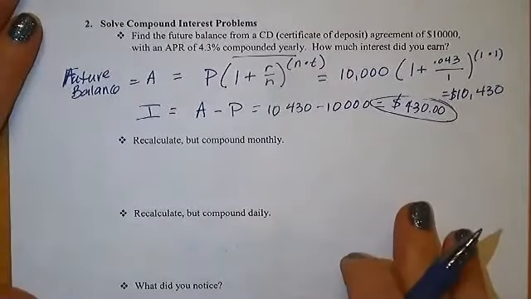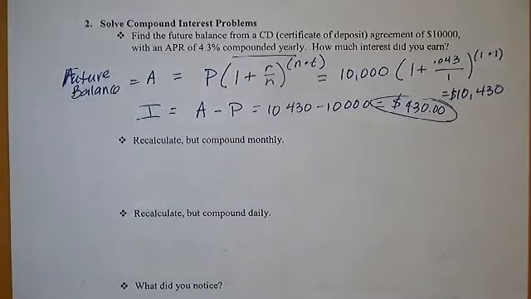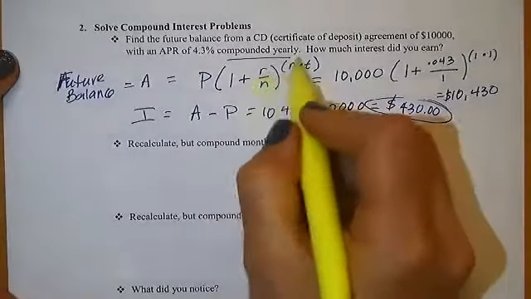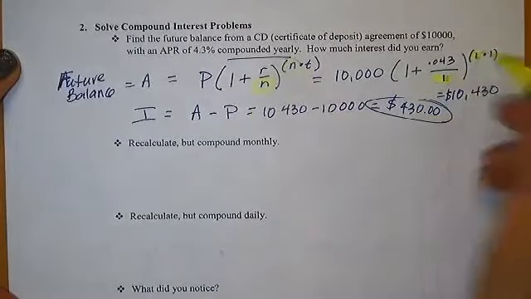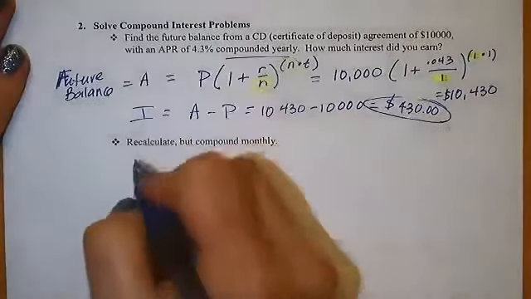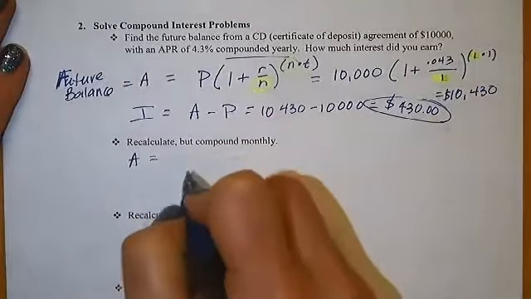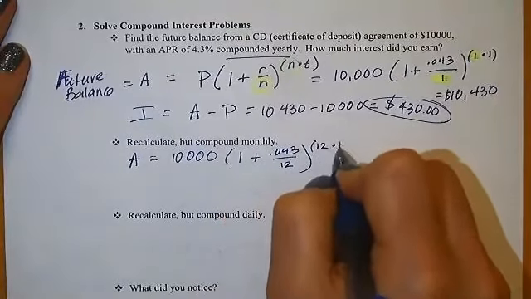So let's go ahead and recalculate this, but let's do it for monthly. So the only thing that's going to change in this formula is the number of compounding periods. So instead of it being 1, these numbers are going to change to 12 because we're going to compound 12 times a year. All right, so my future balance is going to be $10,000 times 1 plus 0.043 divided by 12 to the power of 12 times 1.